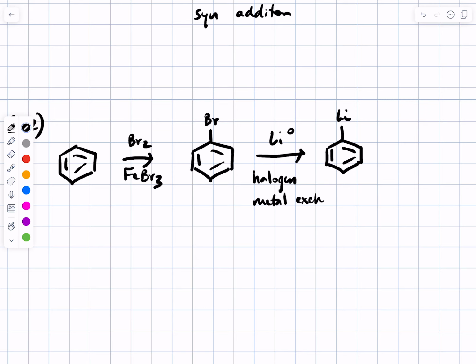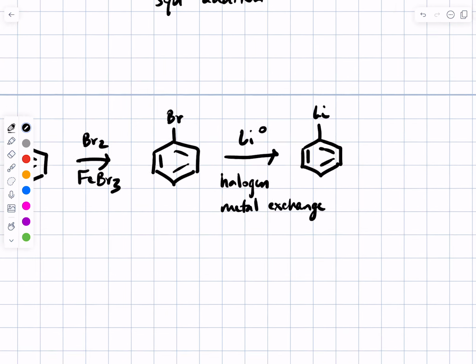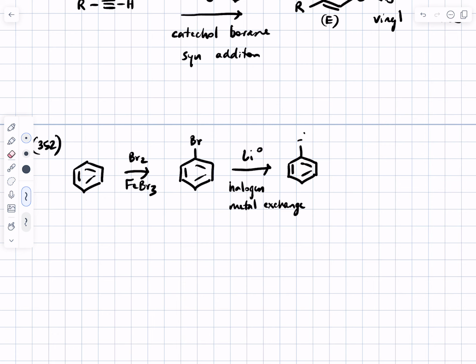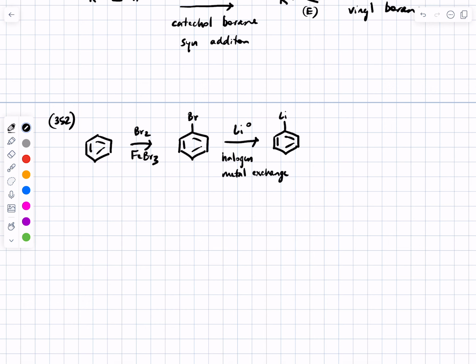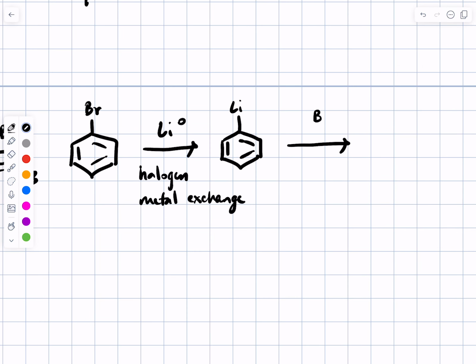We didn't learn the mechanism for this reaction. It involves single electron transfer, and we're not really going to worry about that. But this changes the halide into an organolithium reagent. Then you react this organolithium reagent with this trimethoxyboron compound. It's called trimethyl borate.